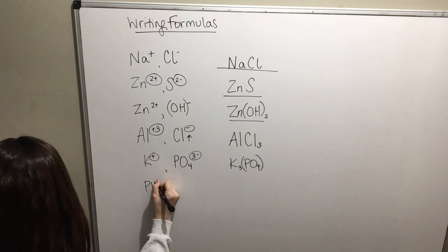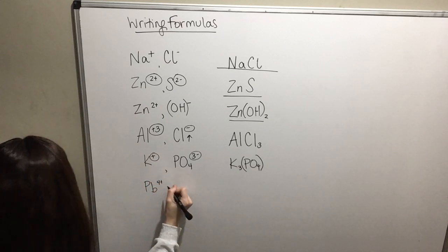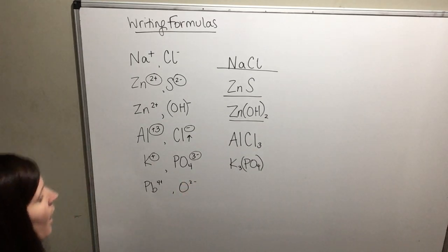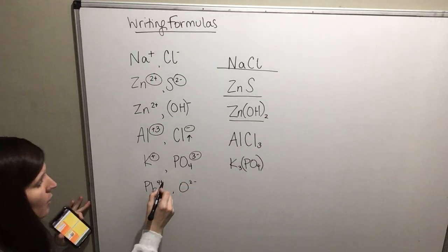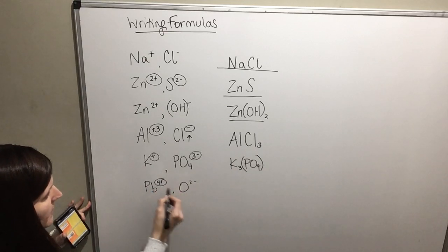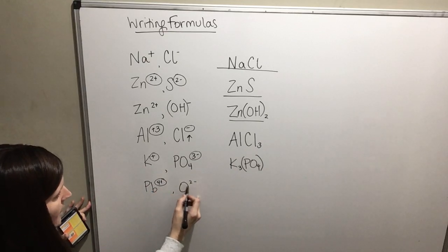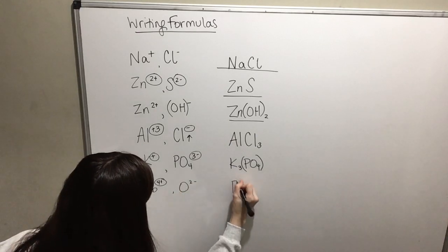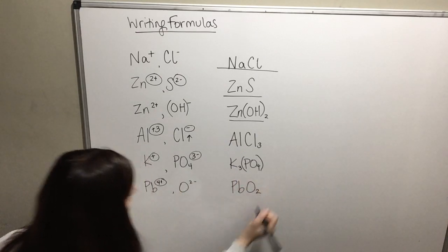Pb 4 plus, and O2 minus. All right, so now in order for 2 to become 4, we have to have 2 of these. So we're going to have PbO2.